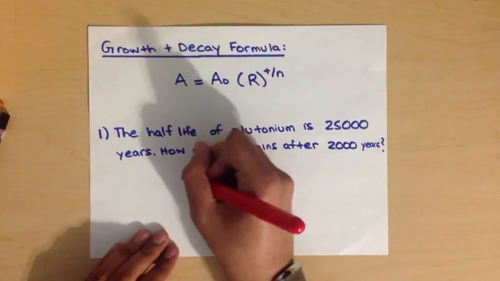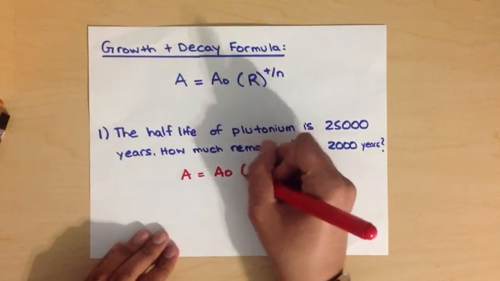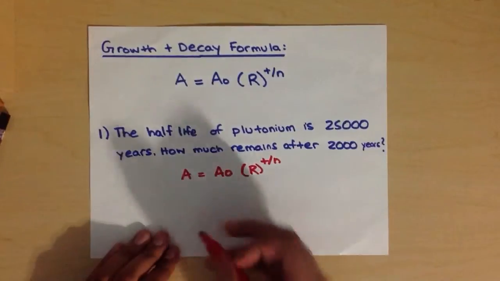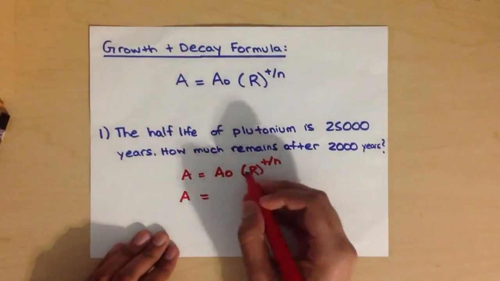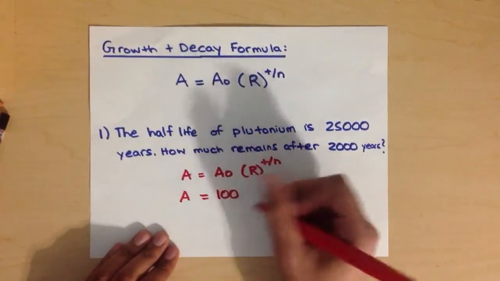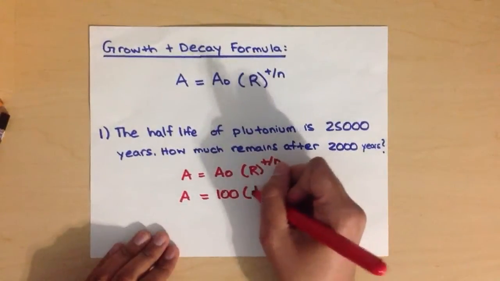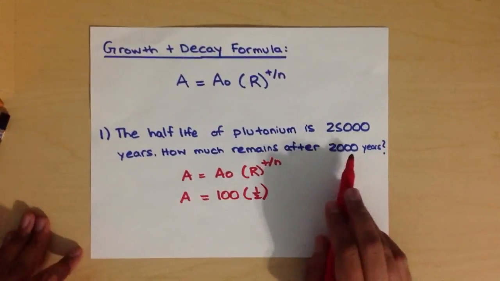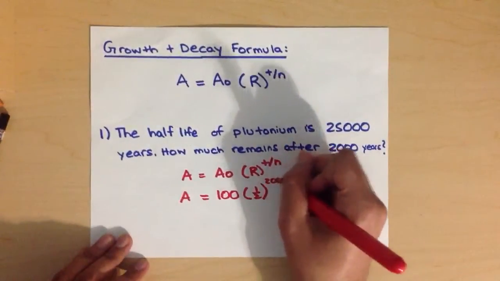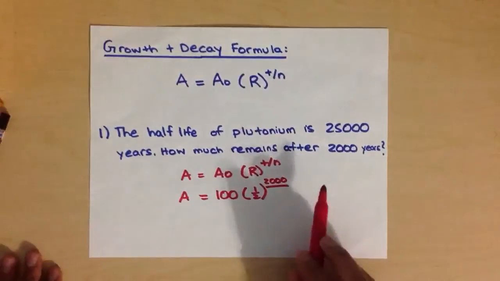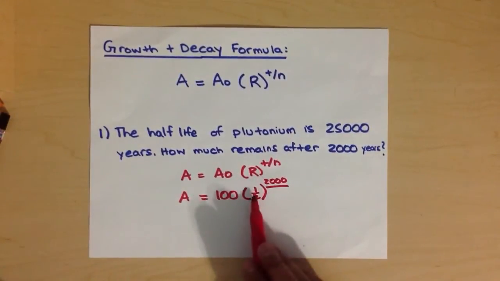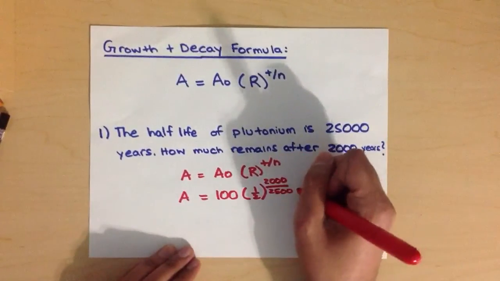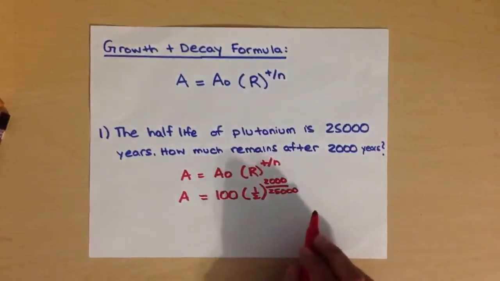Writing this down, A equals A0 times the ratio to the T over N. A is what we're trying to find: how much remains. Our original concentration was 100%, because we're starting off with 100. Our ratio is half. T is the amount of time asked in the question, so it's 2,000 years, divided by the time it takes to reach the half-life, which is 25,000 years. So our equation is 100 multiplied by half to the 2,000 over 25,000.